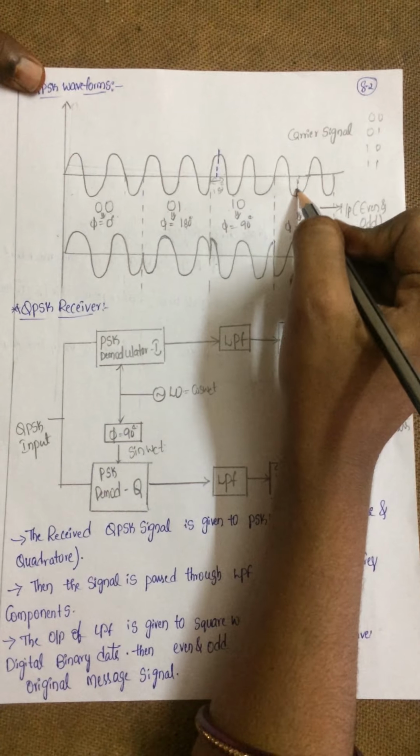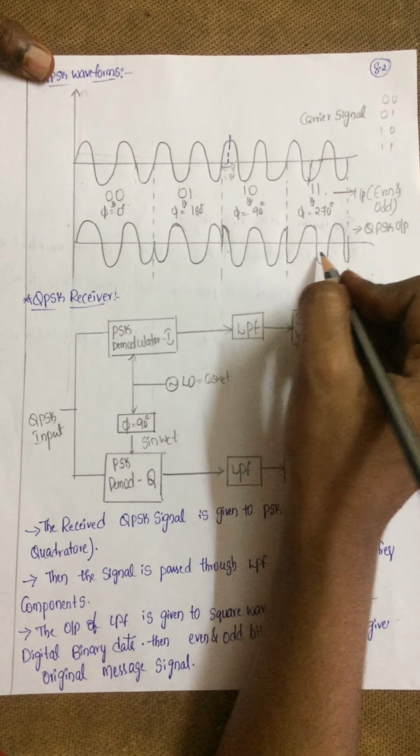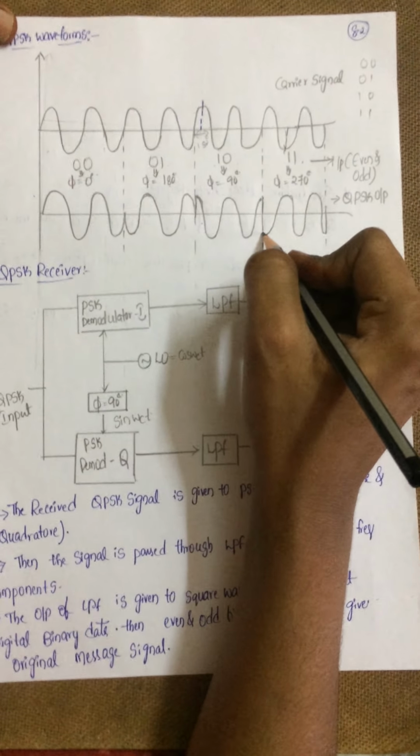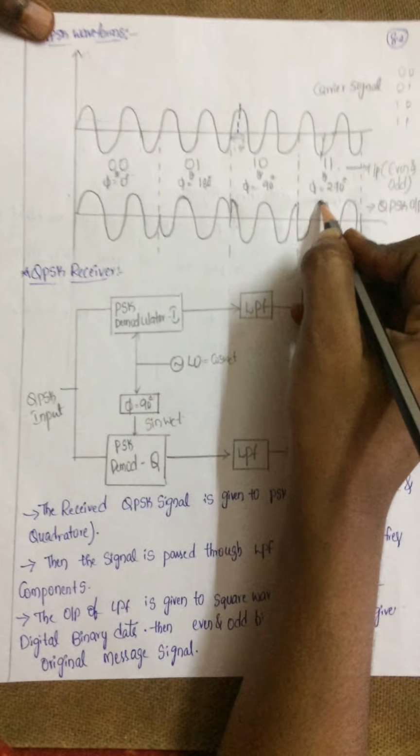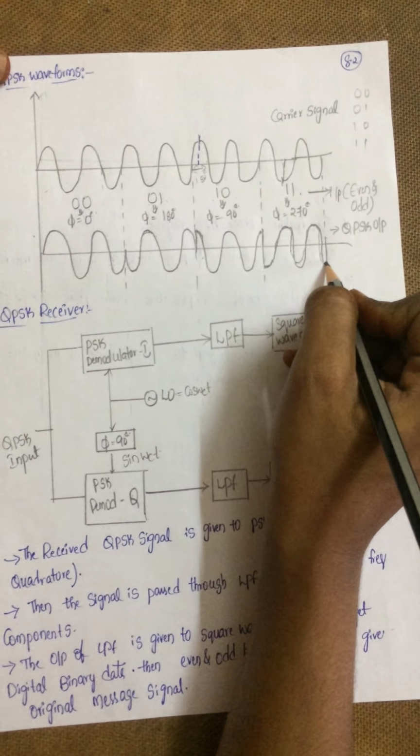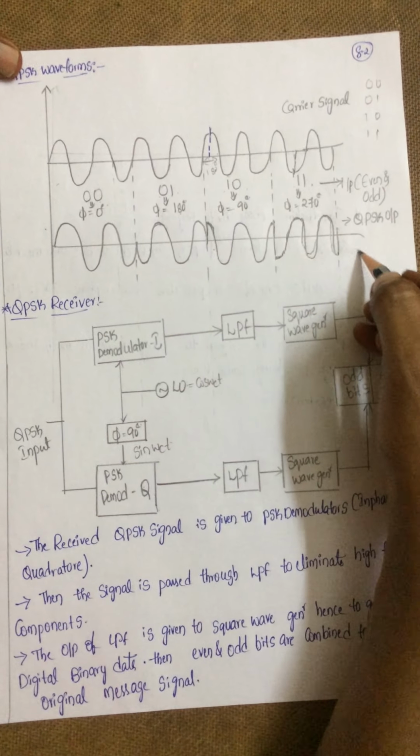180 plus 90 means this is the position. This position I have to take, so that position I have taken. From this we have drawn, and we have got this. This is the QPSK waveform generation.